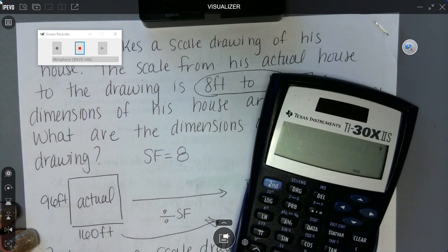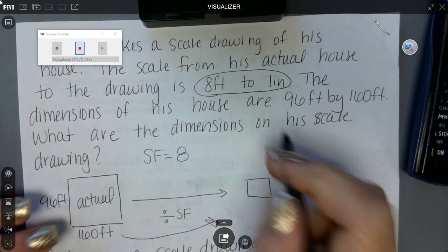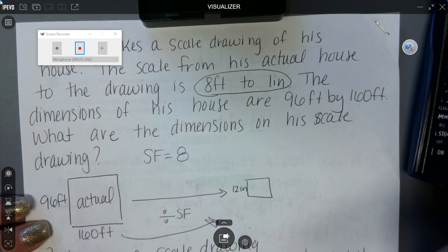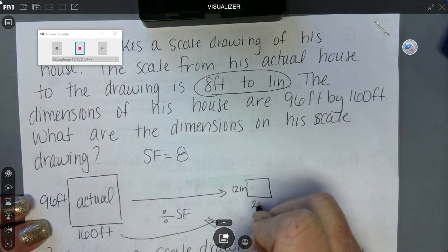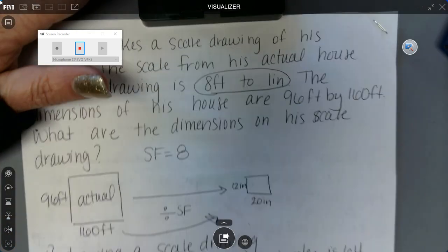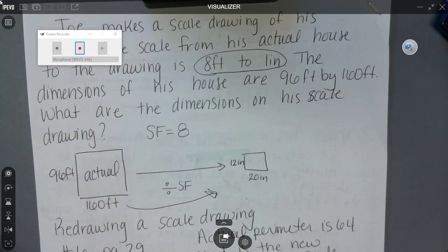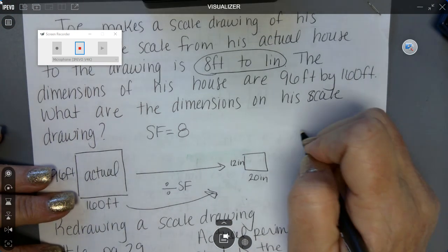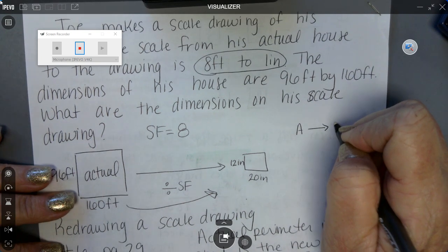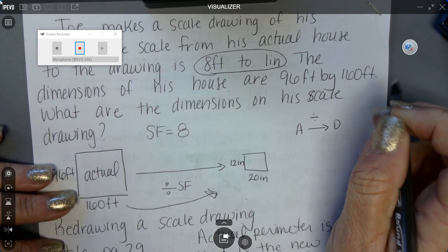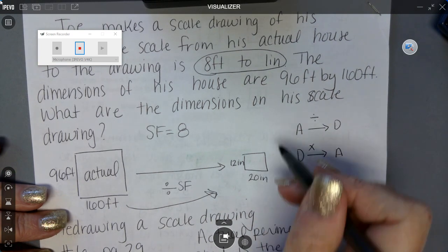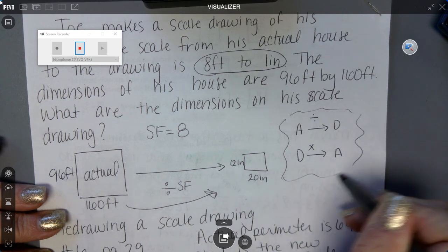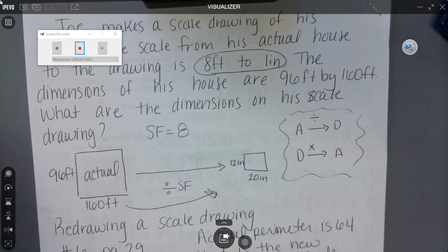So 96 divided by 8 comes out to be 12. So this side length is 12 inches. And then 160 divided by 8 comes out to be 20. So this is 20 inches. Okay, remember, when you go from actual to the drawing, you divide by the scale factor. When you go from a drawing to the actual, that's when you multiply. Again, you have these notes in your math book.